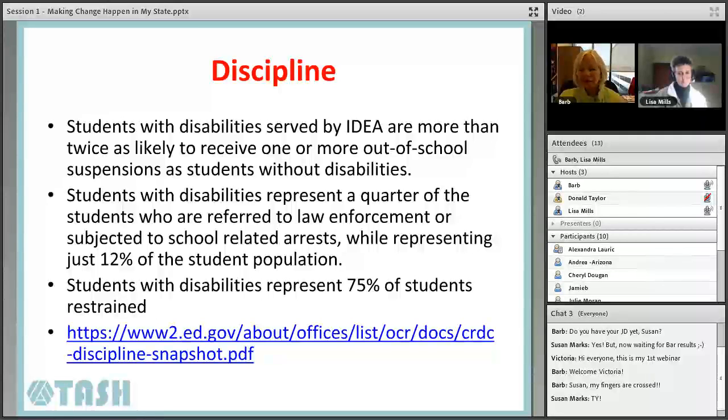We know that discipline is disproportionately used against students with disabilities. 75% of all students restrained are students with disabilities. Kids with disabilities are twice as likely to be expelled and suspended.